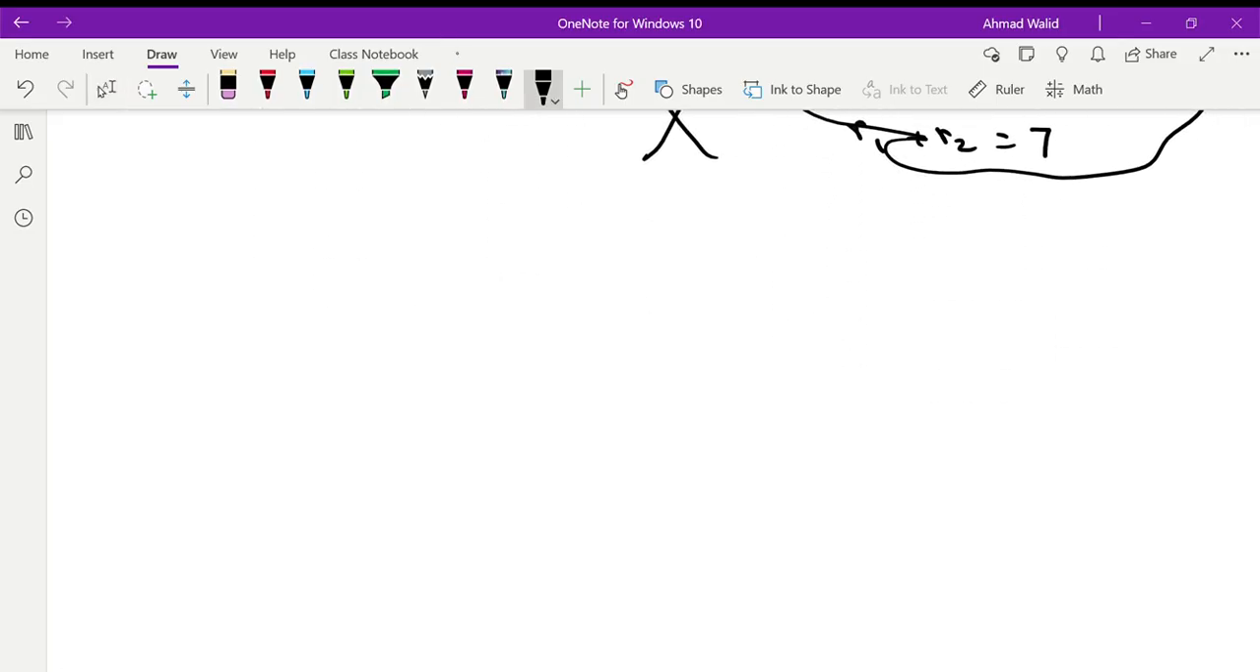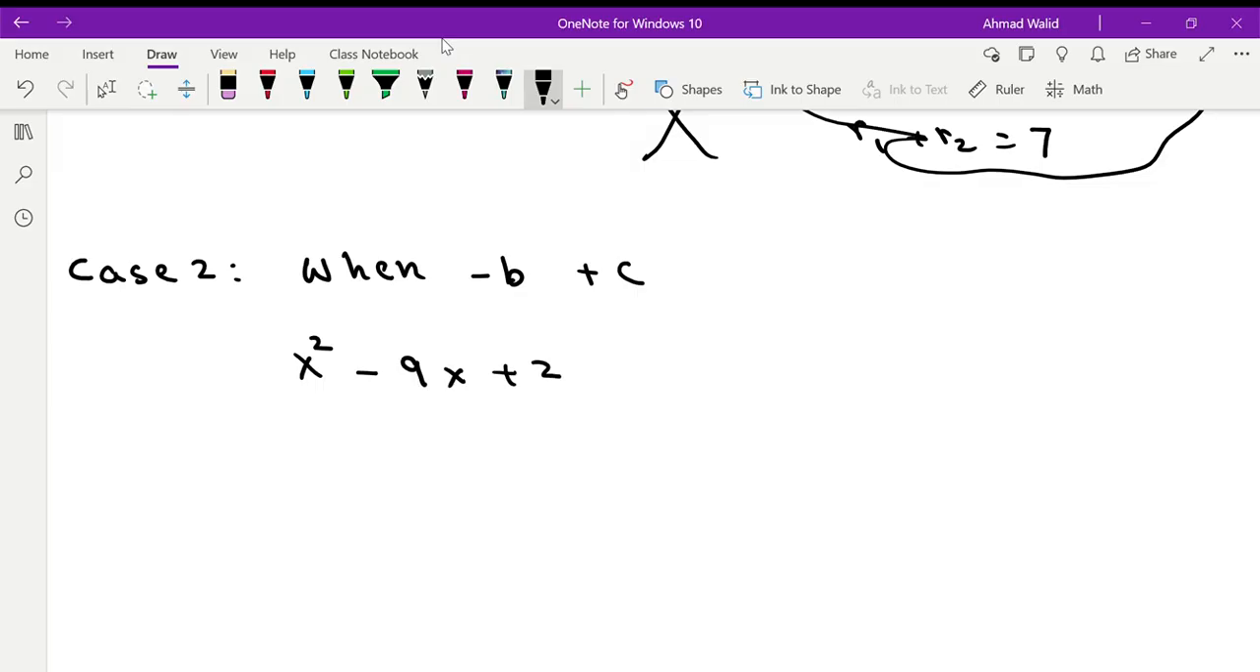Case number 2. B is negative, C is positive. For example, x squared minus 9x plus 20. You see, your B is negative, your C is positive.